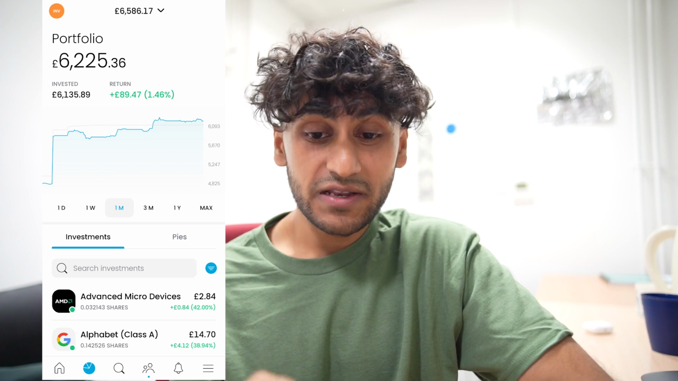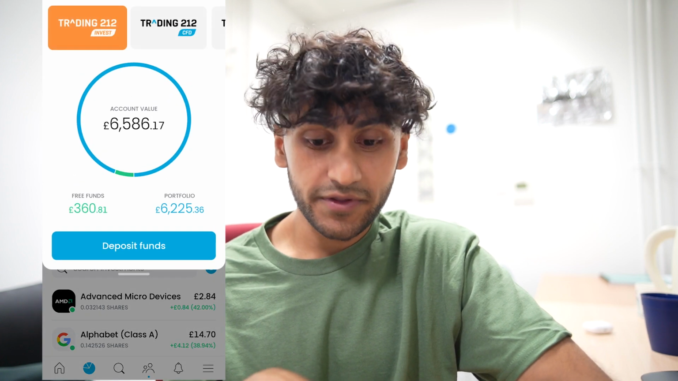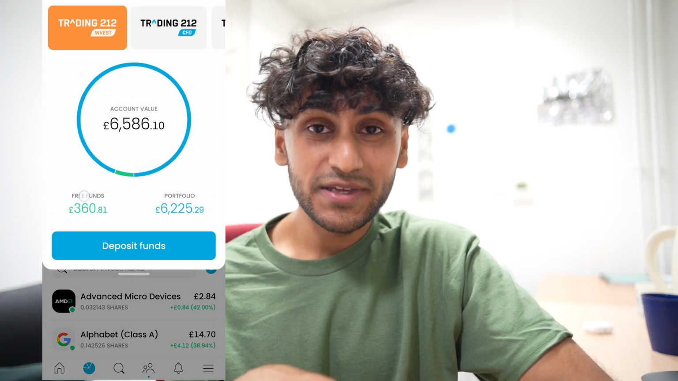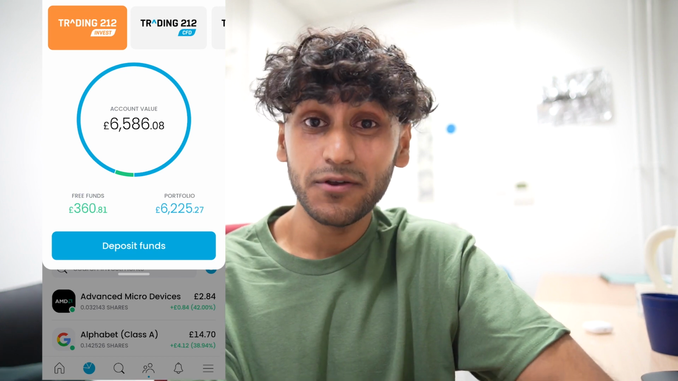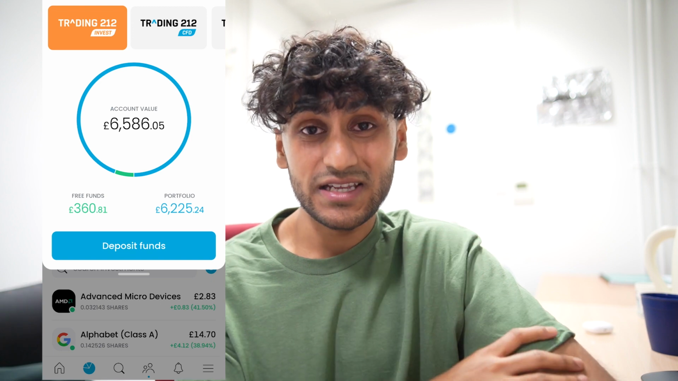So this is my main screen, and if I press the top button, we can go down to free funds. Currently, if I do press it, I can be tapping it all day, but nothing is happening. So as soon as this feature starts working, I'm going to make a follow-up video to show you guys how you can actually exchange some of your currency.